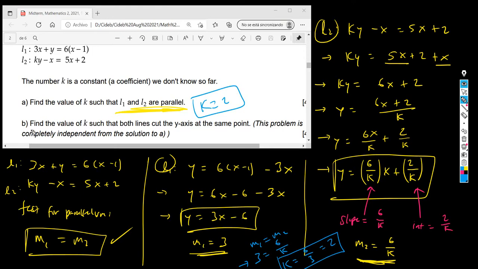Part B: find the value of k such that both lines cut the y-axis at the same point. So let me erase this. Since I already have L1 in my slope-intercept form and L2 also in my slope-intercept form, I can dispense with this.